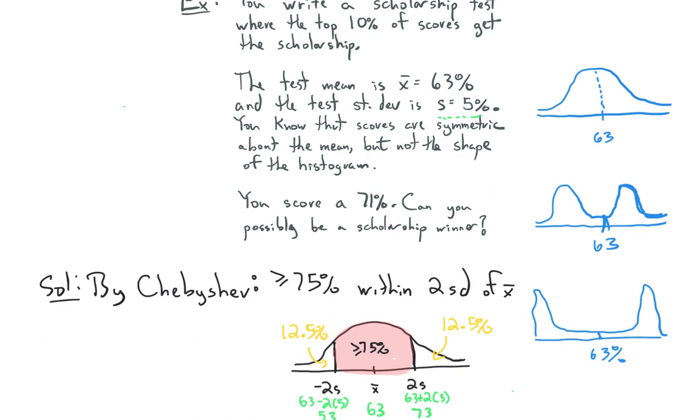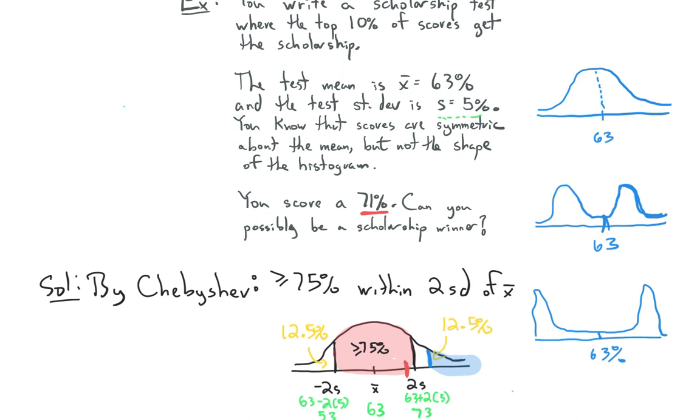And where are we? Our 71%, well, where's that on the number line? Here's 53, 63, 73, so we're somewhere here. There's our 71. So we're within that middle 75%, so there's no way. Here's the scholarship winners, I'll do that in blue here. So here's the scholarship winners, the top 10% of our data. Those are those guys. But there's no way we're in there because we're in the middle 75% of the data because of Chebyshev.